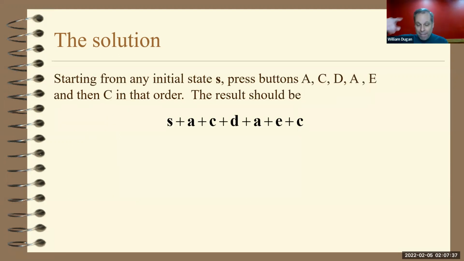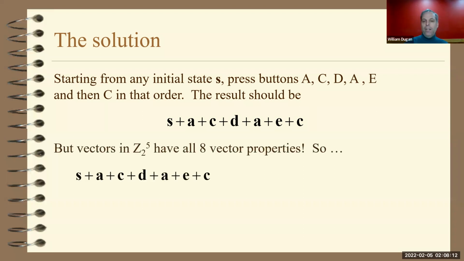So what if I start with initial state S and just start pushing buttons willy-nilly? I'll push A, then C, then D, then A again, then E, and then C. That would then be this vector, which would correspond to the final light status. There's something interesting here, though. Remember that these vectors come from Z2 superscript 5, and in that case we still have all those main 8 properties. So I can reorganize, reassociate, commute, and collect. Because of that, these vectors all add up to be that.